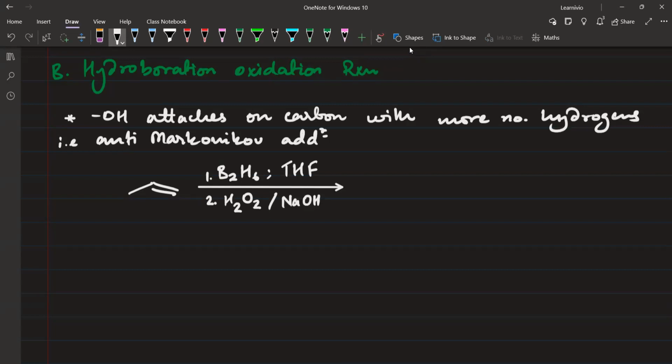So what is going to happen? Here we have 3 carbon atoms and obviously the OH is going to attach on this carbon atom, where you have more number of hydrogens. Here you have 1 hydrogen. Here you have 2 hydrogens. So it will attach on the carbon with more hydrogens. Listen carefully. Another way it can be given is something like this.